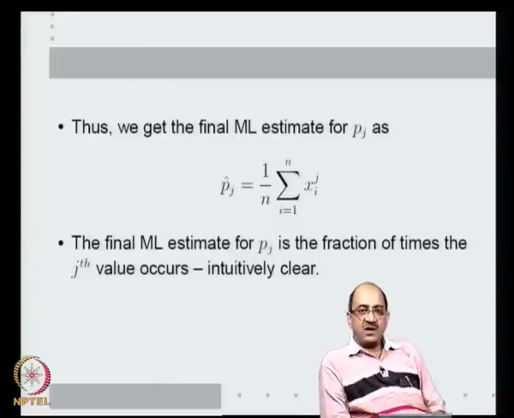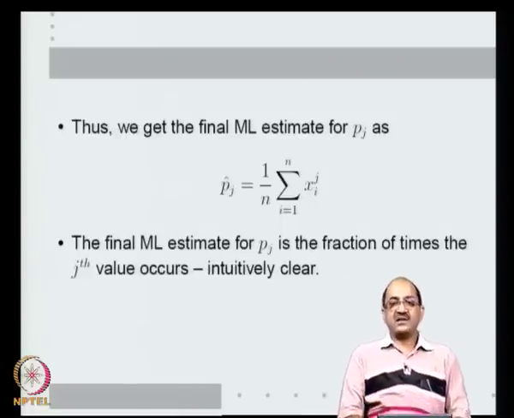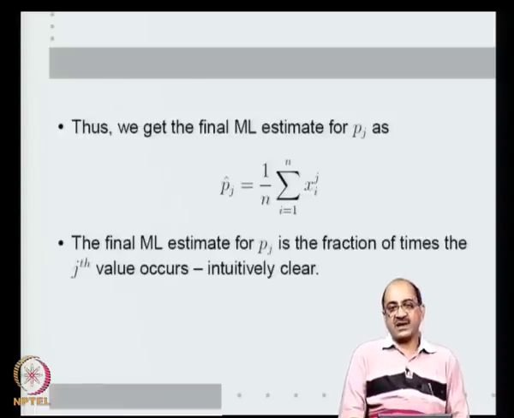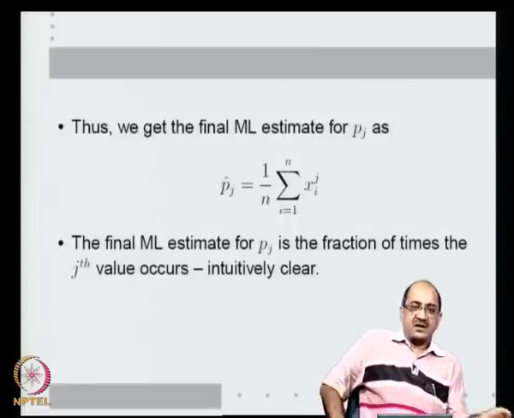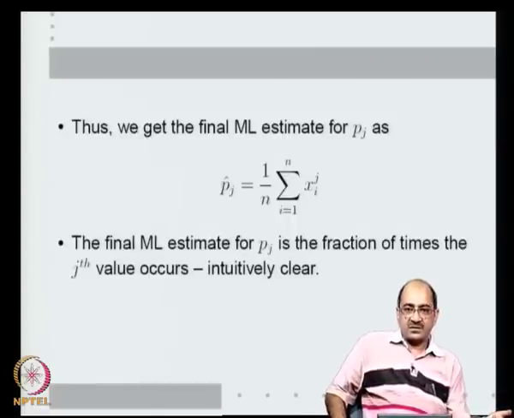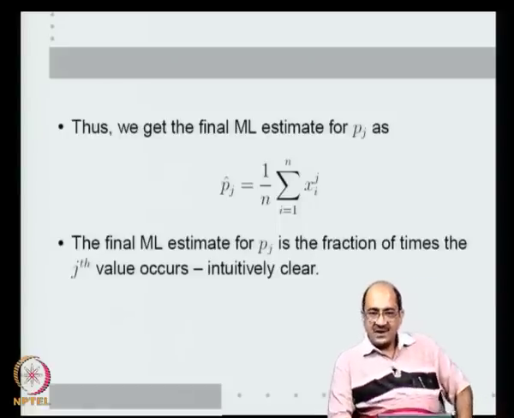p_j is the probability with which the random variable takes the jth value, right. If I sum i equal to 1 to n x_ij, that sum will be exactly the number of times the jth value is taken. If the jth value is taken, x_ij is 1, otherwise it is 0. So, the final estimate is the fraction of times the jth value occurs. The probability of the random variable taking the jth value is simply equal to the fraction of times the jth value occurs, right. It is no more than this: if I want to estimate the probability of heads of a coin, then a good estimate is the fraction of heads out of n tosses, right.